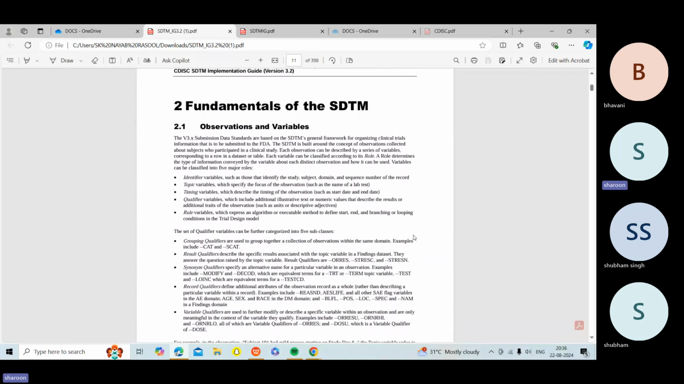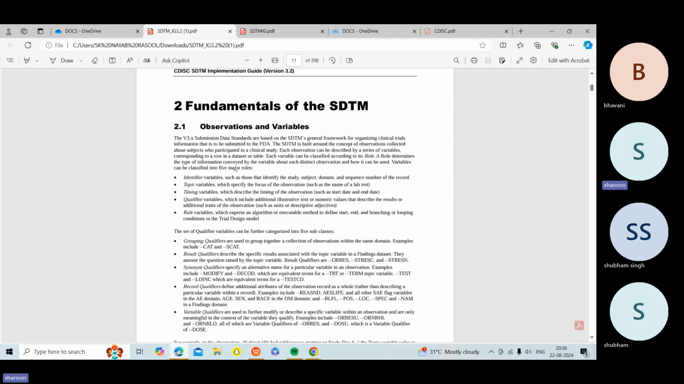Fundamentals of the SDTM. Observations and variables. The v3.x submission data standards are based on the SDTM's general framework for organizing clinical trials information that is to be submitted to the FDA. The SDTM is built around the concept of observations collected about subjects who participated in a clinical study. Each observation can be described by a series of variables corresponding to a row in a data set or table. Each variable can be classified according to its role. A role determines the type of information conveyed by the variable about each distinct observation and how it can be used.